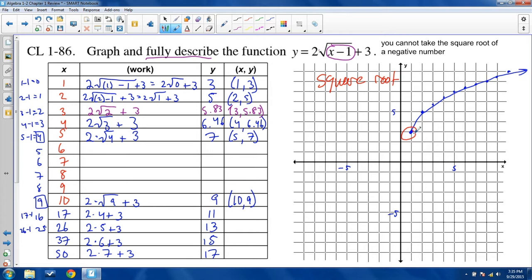You should draw an arrow there, but it doesn't keep going this way because 1 is the smallest value I could have chosen. We already checked that right here. If I chose 0, I'd be taking the square root of -1, and I can't do that. So this is the minimum value. So the min x is 1. The min y is 3.